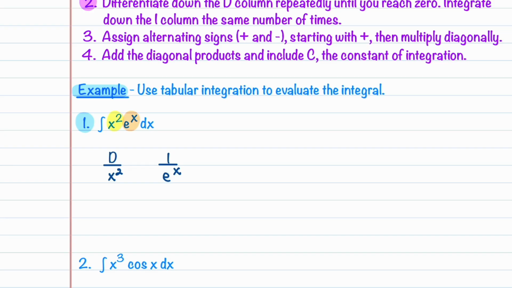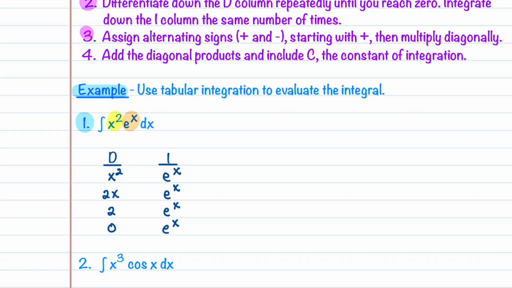The derivative of x² is 2x. The derivative of 2x is 2. The derivative of 2 is 0. So you just take the derivatives until you get 0. And on the right-hand side, you're just going to integrate. With this problem, the integral is always just going to be e to the x. So we're going to put an e to the x for all of those.